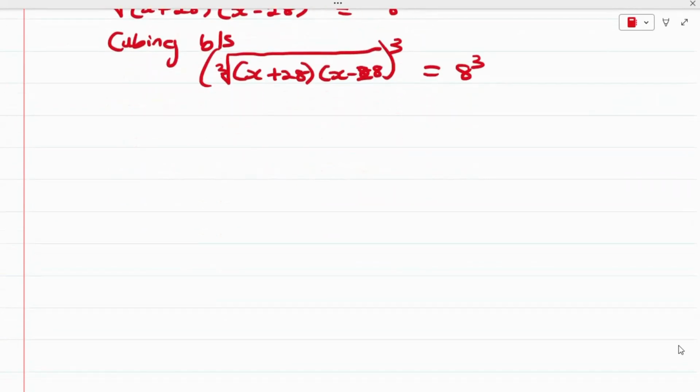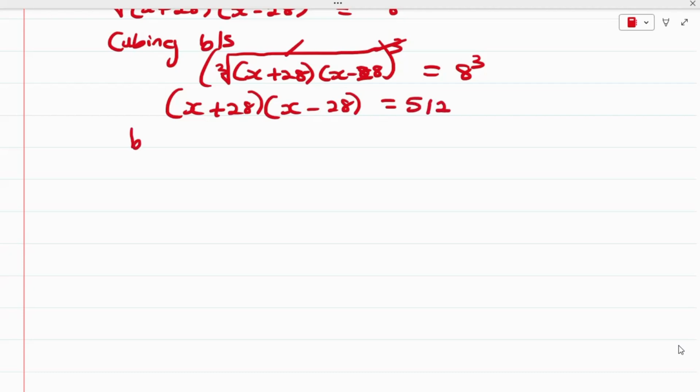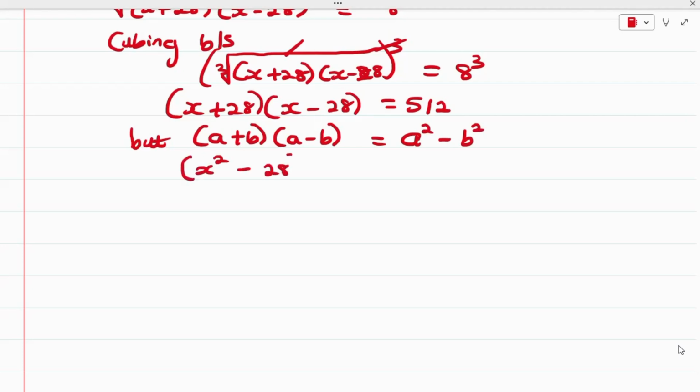So at this point we cancel out this, so we have x plus 28 multiplied by x minus 28 is equal to 8 raised to the power of 3, which will give us 512. But we know that if we have a plus b multiplied by a minus b, this is equal to a square minus b square. So applying this, we have x square minus 28 square is equal to 512.